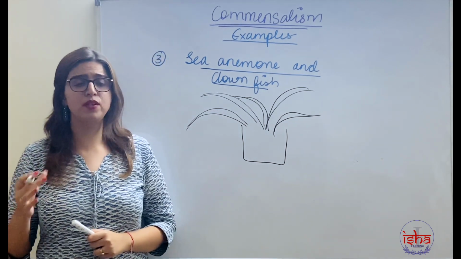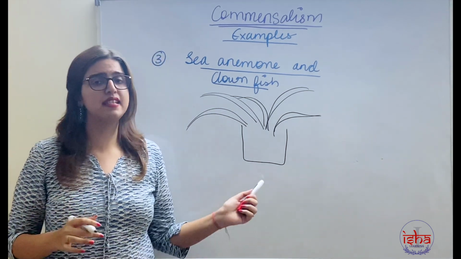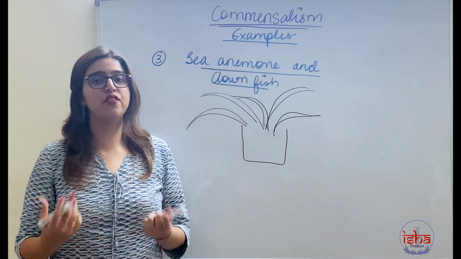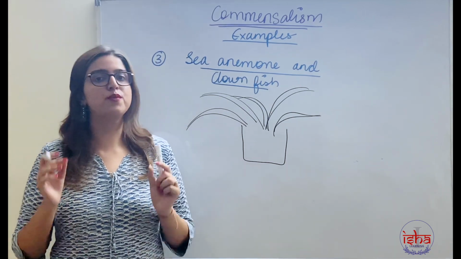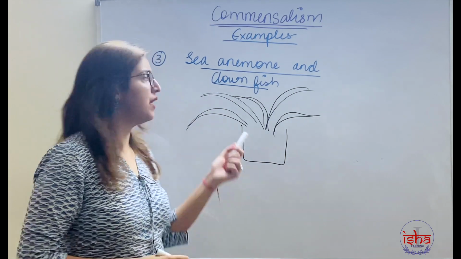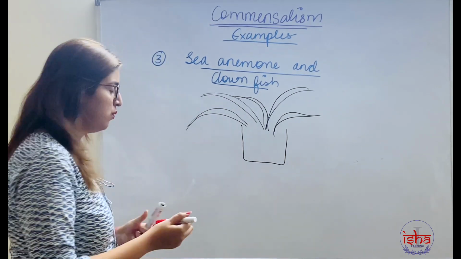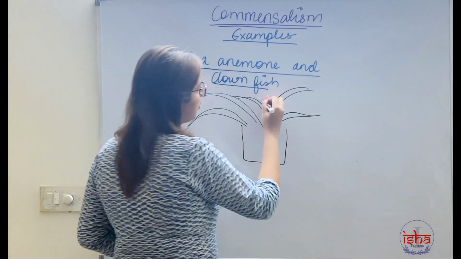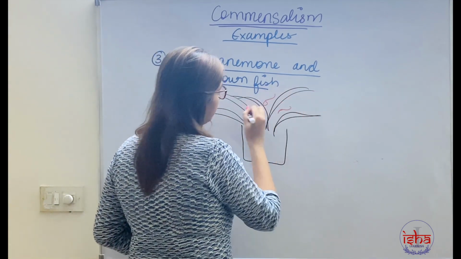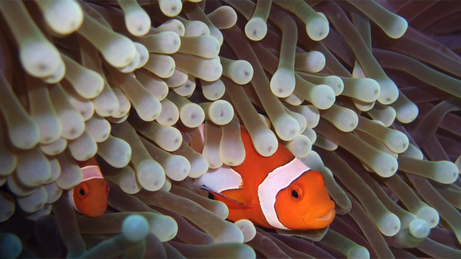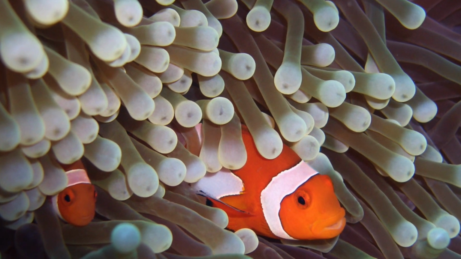What is going to happen? The predator is not going to attack the sea anemone. Now this feature of the sea anemone is being very carefully utilized by this clownfish. What is this clownfish going to do? Now it knows this feature. It's going to come and live here between the tentacles of this sea anemone.